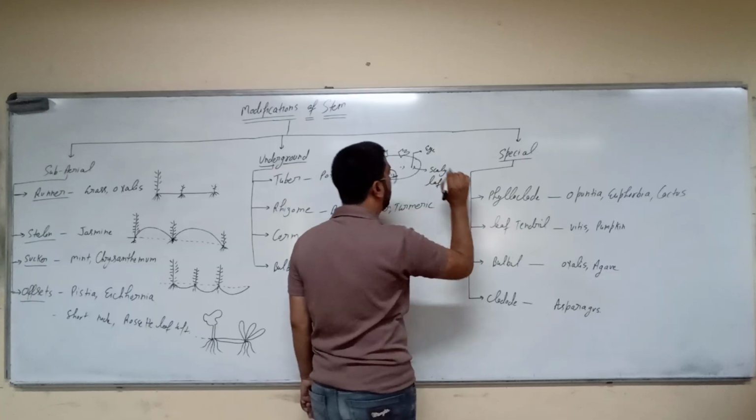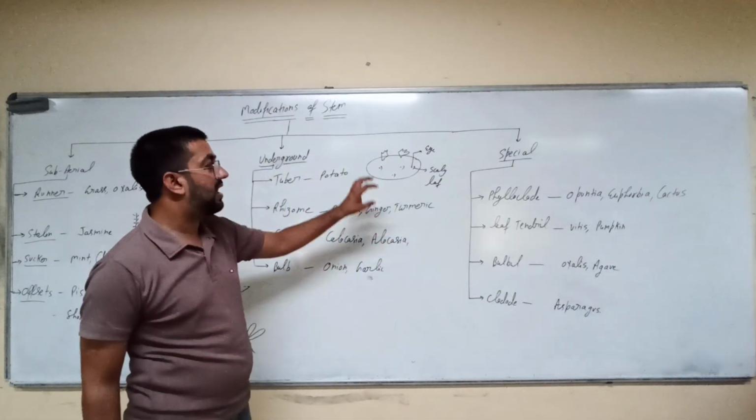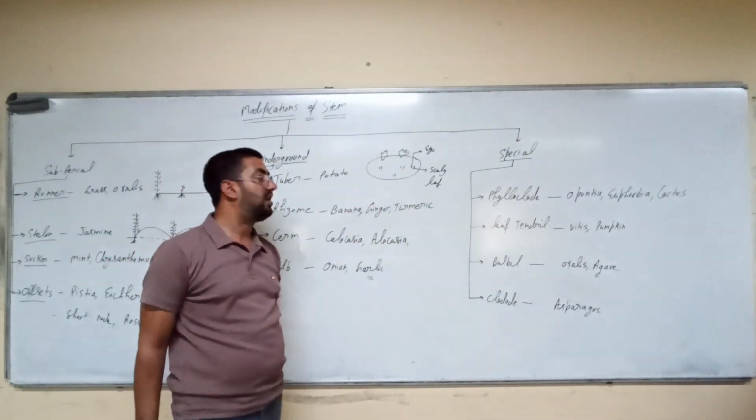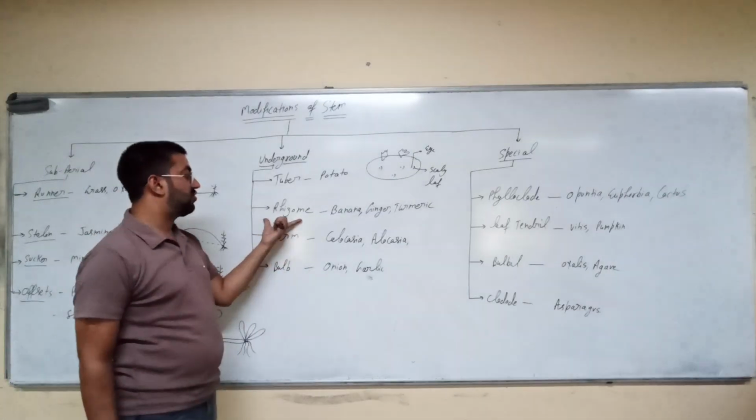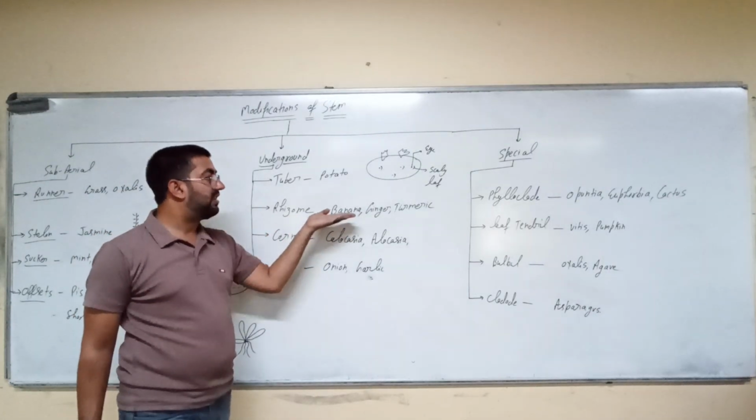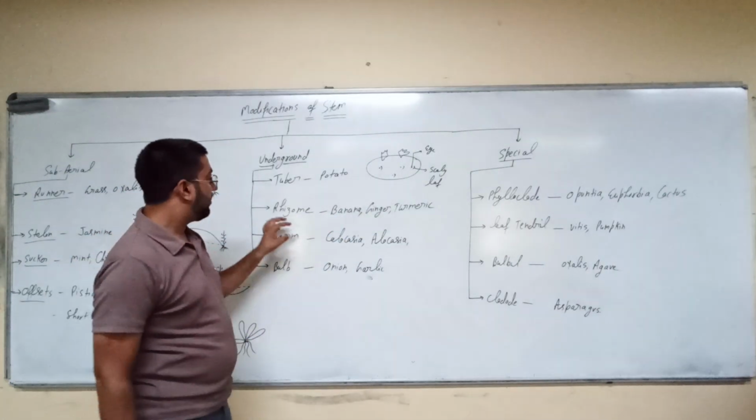Scaly leaves. This means the eye is protected by the scaly leaves. Again, rhizome. Rhizomes are present in banana, ginger and turmeric.